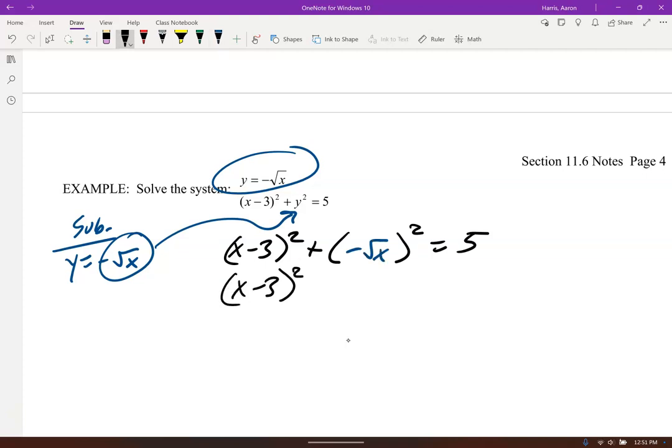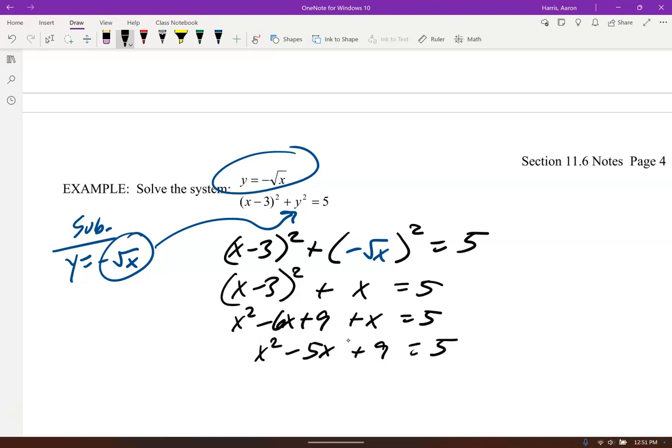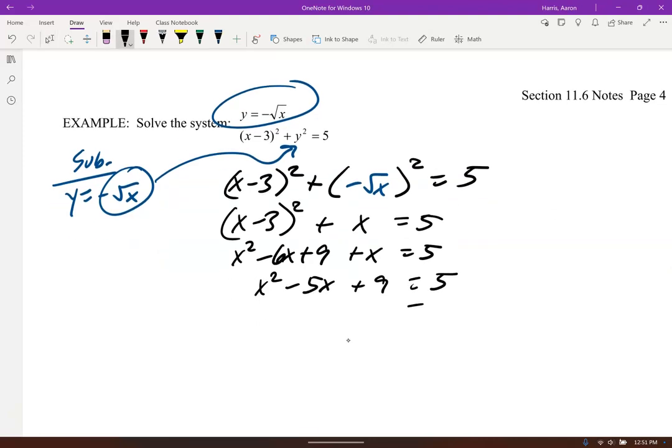So let's see what we get here. X minus 3 squared plus -√x times -√x is a positive. Root x times root x is x. So we have x squared minus 6x plus 9 plus x equals 5. -6x plus x is -5x. Subtract 5 on both sides.